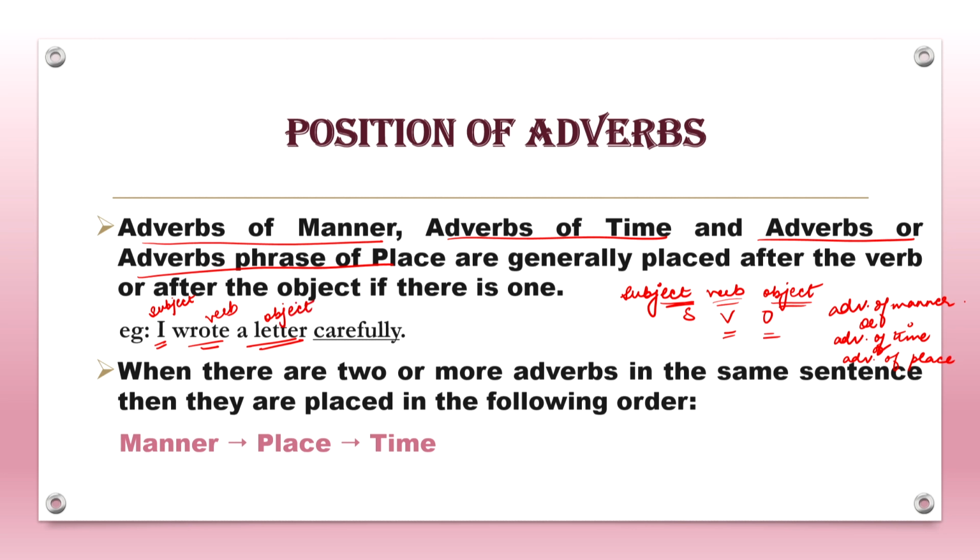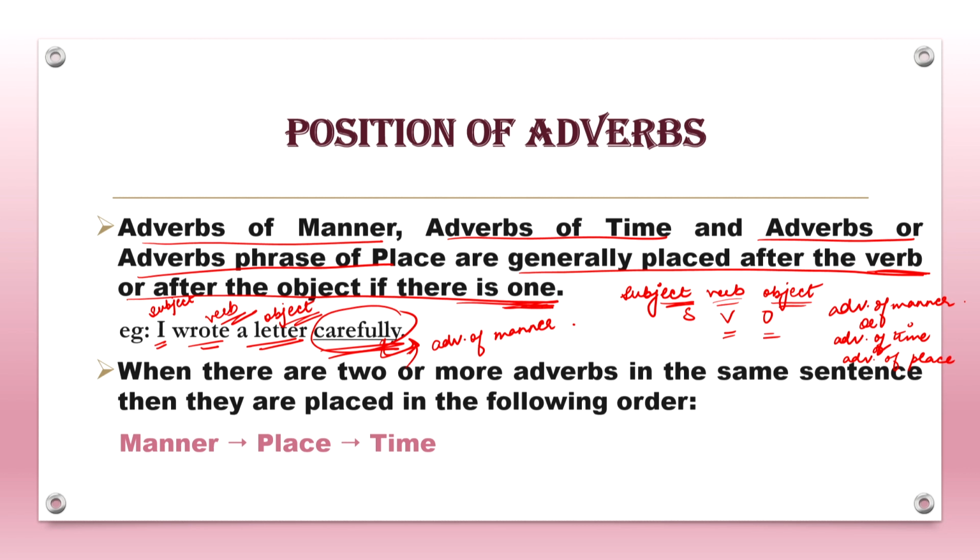So, we just saw that adverbs of manner, adverbs of time and adverbs of place are generally placed after the verb or after the object if there is one. So, carefully over here is your adverb of manner. Hence, it is placed after your verb and your object, that is, at the end. So, I wrote a letter carefully.